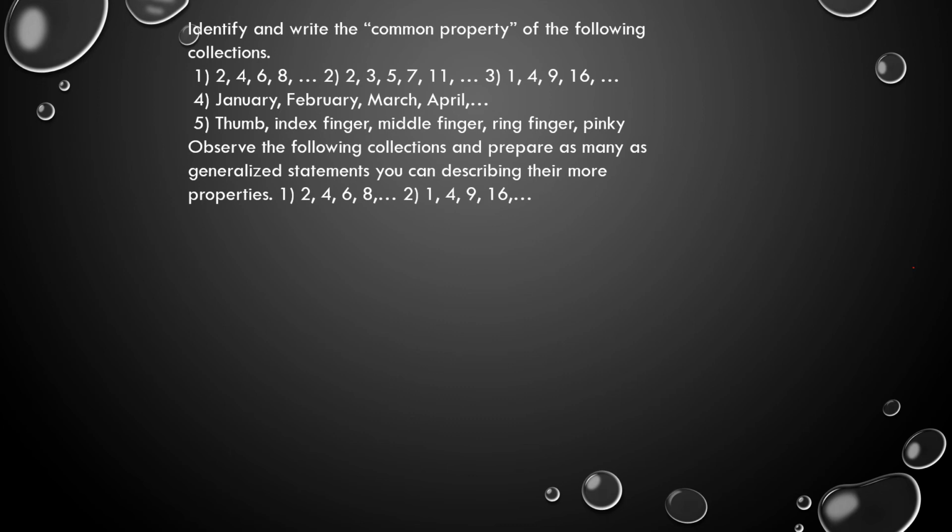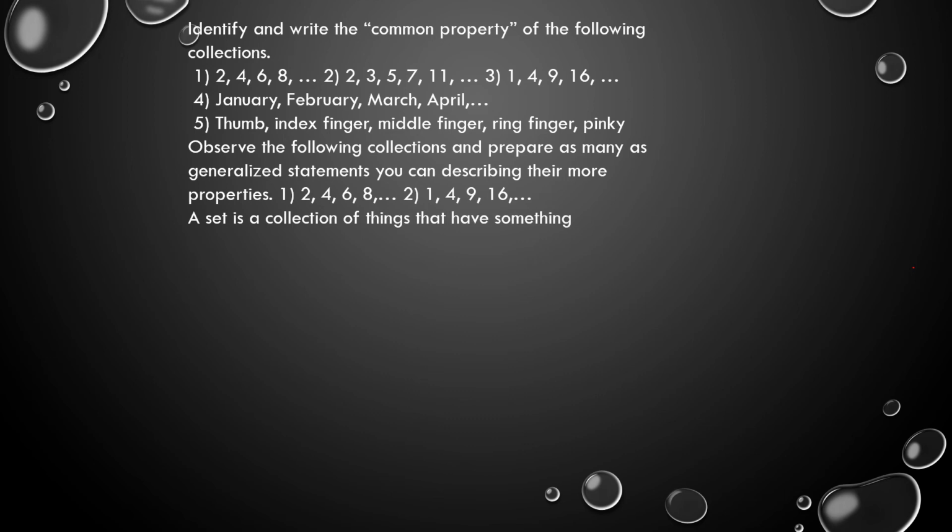2, 4, 6, 8: the common property is not always even naturals. 1, 4, 9, 16 may not be only the squares of a natural number. Can't you write any generalized statements? If you want to write more generalized statements, yes, you can. Whatever generalized statements you can make, you can finish this.